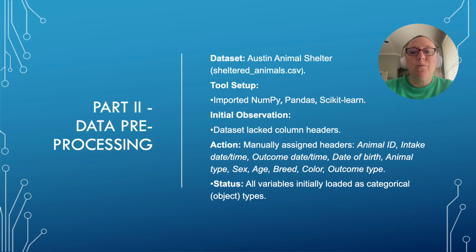Moving to part 2, we'll focus on data preprocessing using the Austin Animal Shelter database. The first challenge we encountered was that the raw CSV file completely lacked column headers. Using pandas, we had to manually map the columns to meaningful names like animal ID, intake date, and outcome type. This step was critical because without proper labeling, any subsequent analysis would be meaningless. Initially, every single column was read as categorical text object, which required significant transformation.